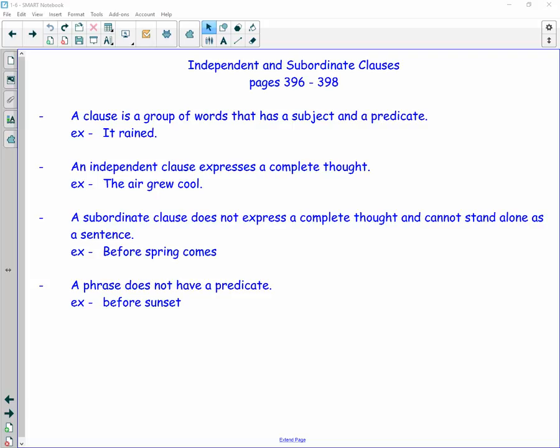This lesson is from the 8th grade Houghton Mifflin English book. It is on independent and subordinate clauses, and it coordinates with pages 396 to 398 in the student textbook. A clause is a group of words that has a subject and a predicate.